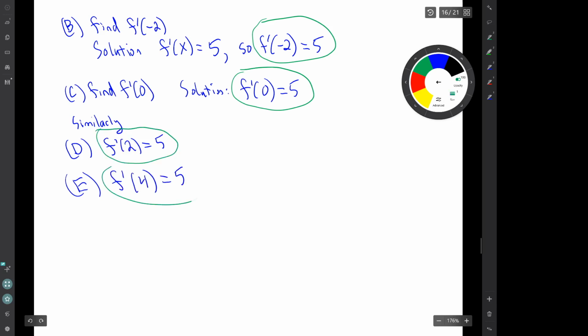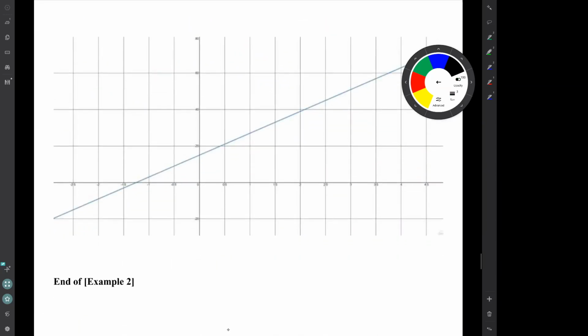So we have these 4 results. The result of the derivative in each case turned out to just be the number 5. Now, question F is to illustrate those 4 results using the given graph of the function. So let's go have a look at the graph of the function. So this is the graph of y equals 5x minus 7.